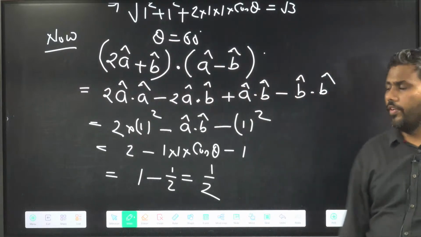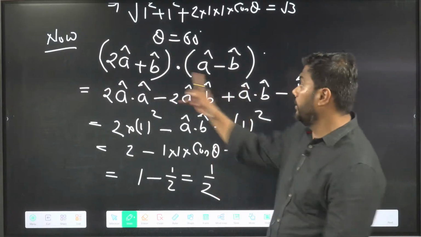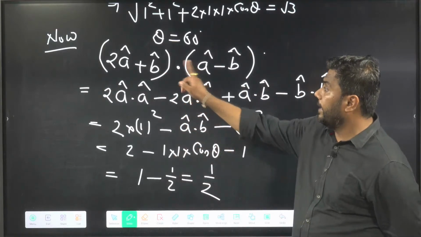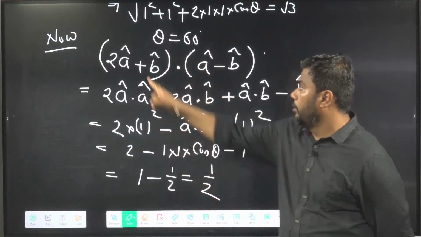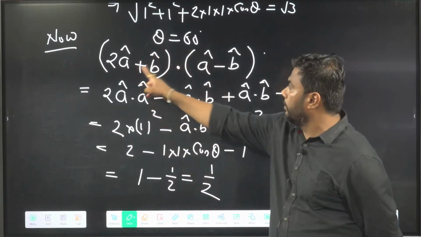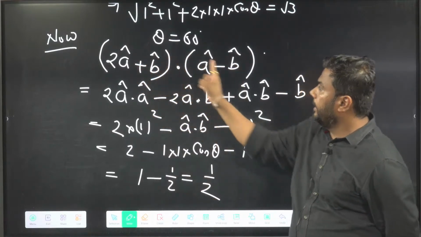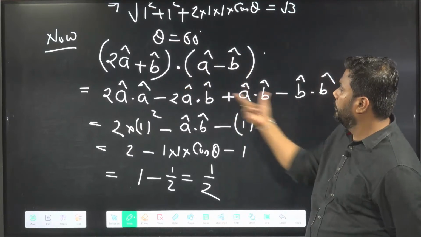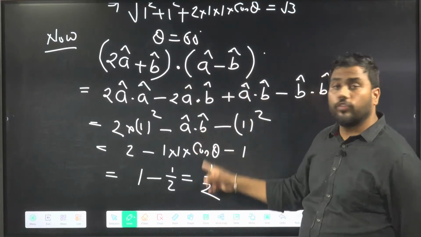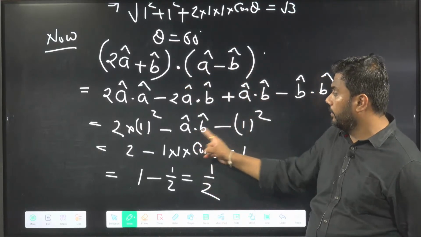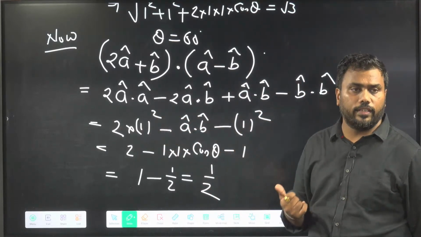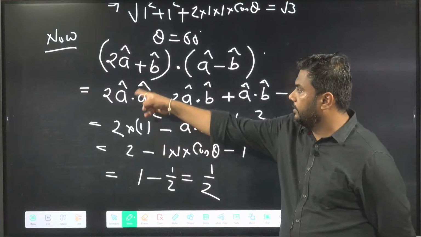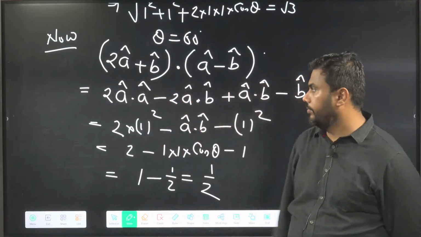Can you see how we have calculated the value of this expression? I have calculated the dot product of these two expressions. I have just opened this expression: first term into first term, first into second, second into first, second into second. Then after solving, I am getting the value a dot b. Mod a square and mod b square are 1 because a and b are unit vectors. This is a cap dot a cap, so it will be 1.